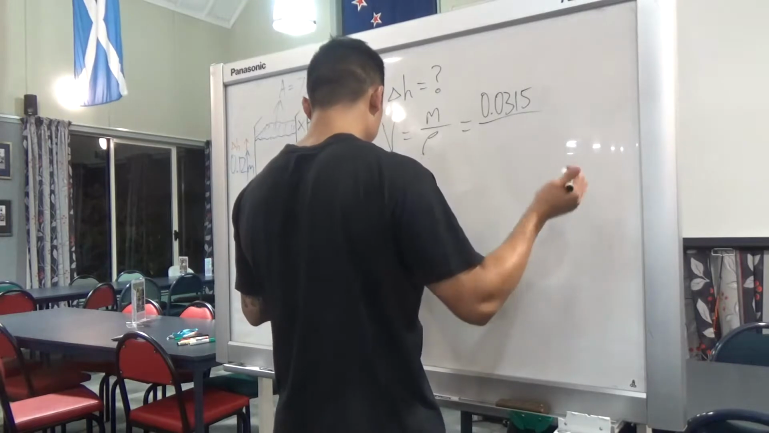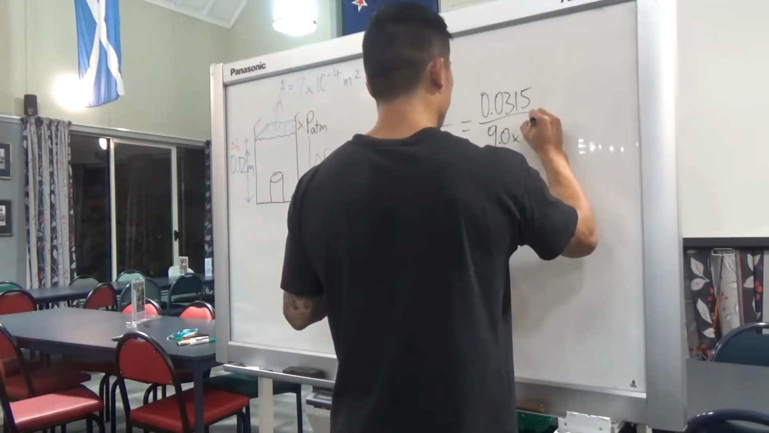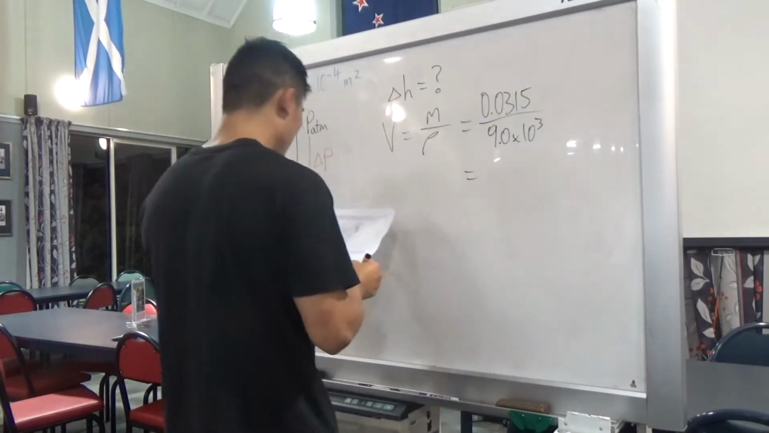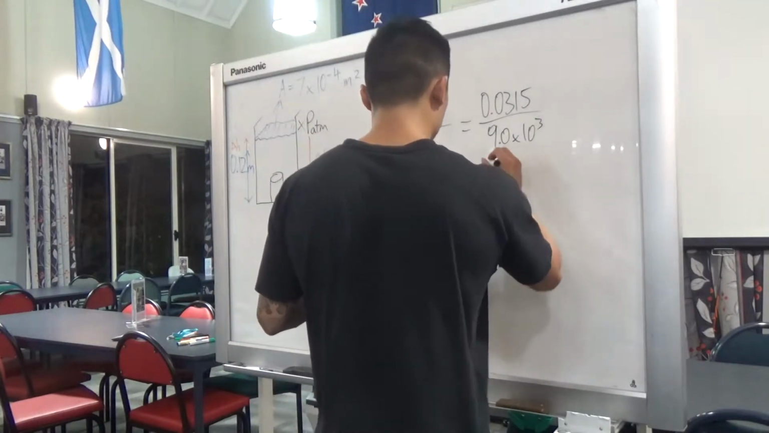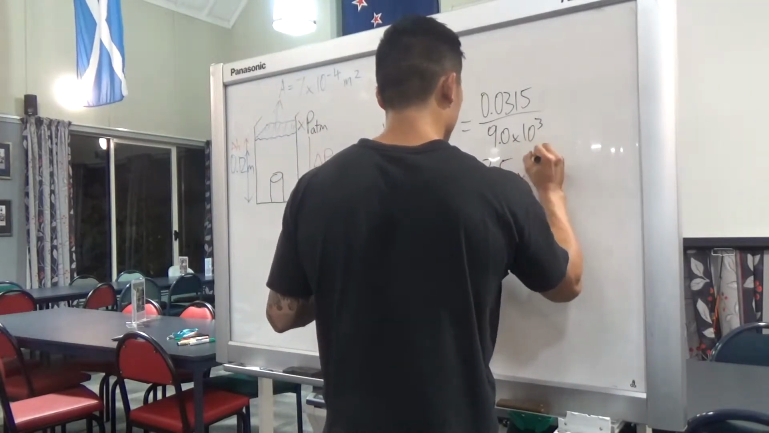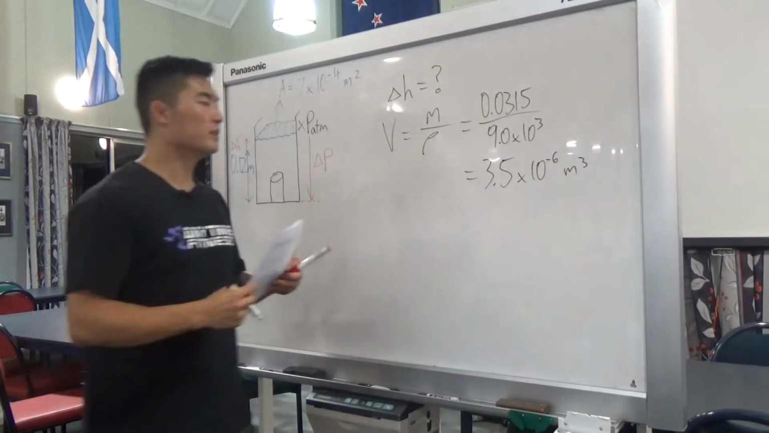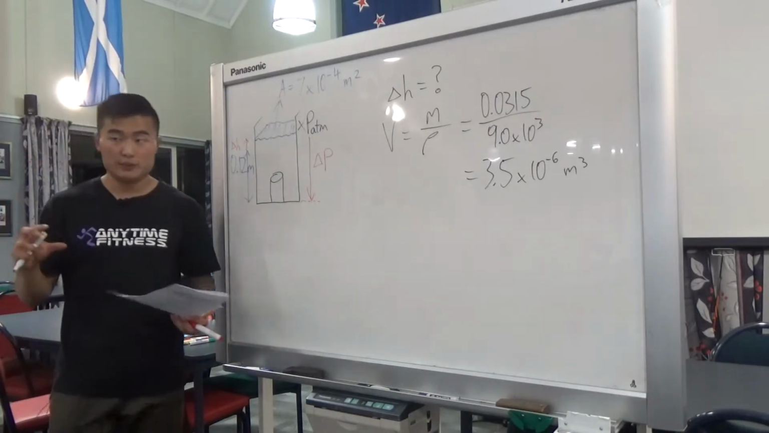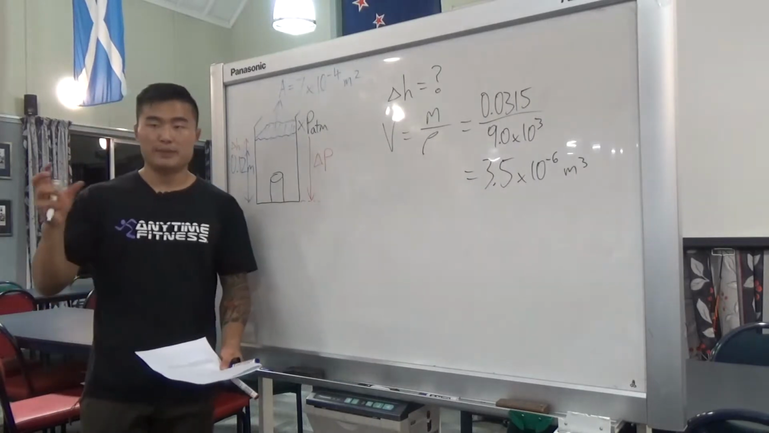Divided by the density of copper, which is 9.0 times 10 to the power of 3. So the volume of your copper cylinder is going to be 3.5 times 10 to the negative 6 meters cubed. Okay. So we've got the volume of the cylinder, and so that's the volume of liquid that's been displaced.